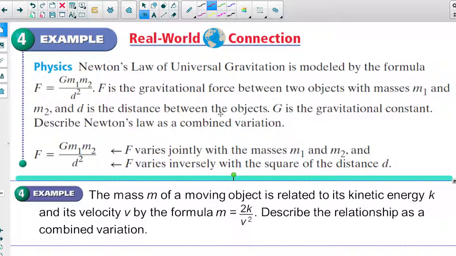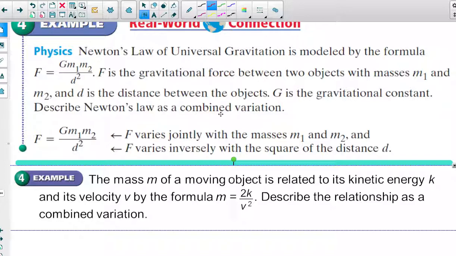Describe Newton's law as a combined variation. So that's what we're going to be doing here, taking these equations and putting them into phrases. All right, so in the numerator, you have G, m1, m2, but remember G is your gravitational constant. It's not discussed when we are talking about whether it varies directly or inversely. Okay, so F varies jointly with the masses m1 and m2, and then F varies inversely with the square of the distance d. All right, easy peasy.